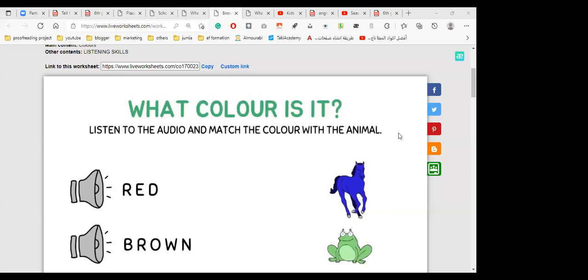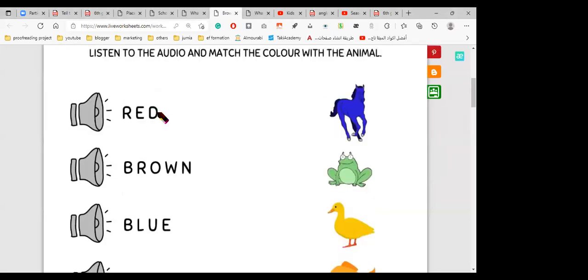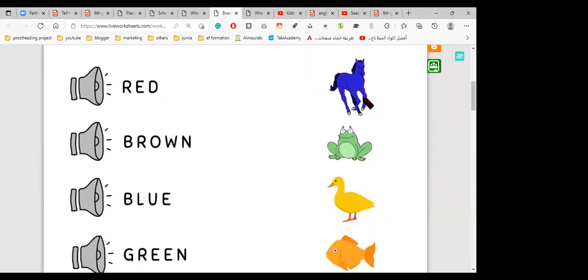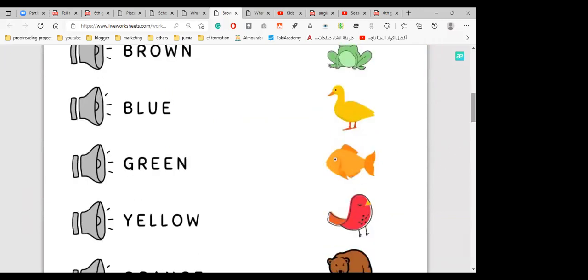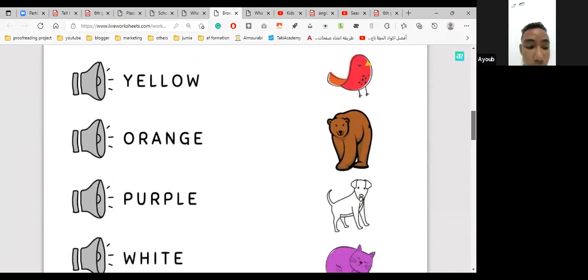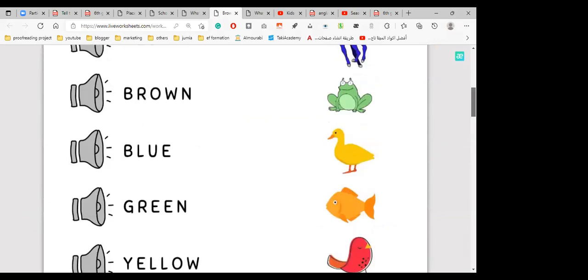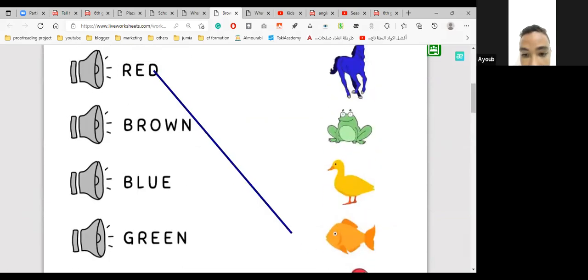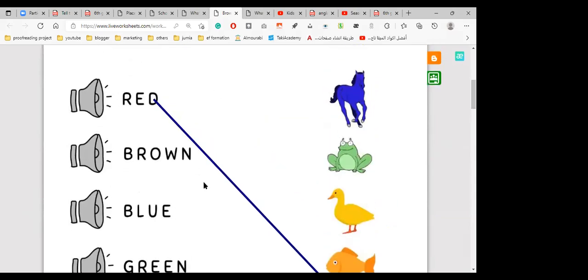We are going to have another exercise about colors because this first exercise was a very small one. So we are going to listen, then match. Okay? So here. Red. It's red. So is it the horse or the frog? The duck or the bird? The bear, the dog, the cat? Which one is red? Bird. Very good. The bird is red.